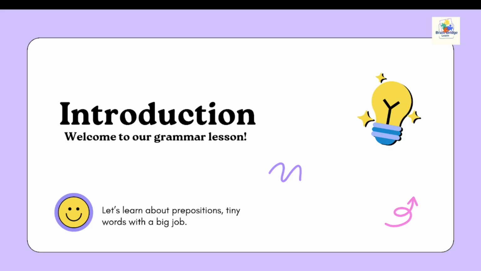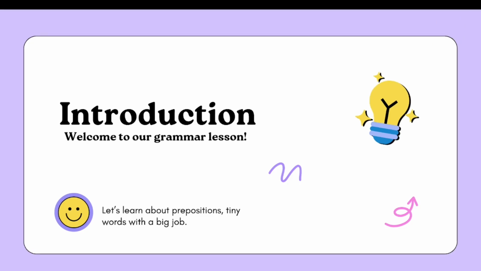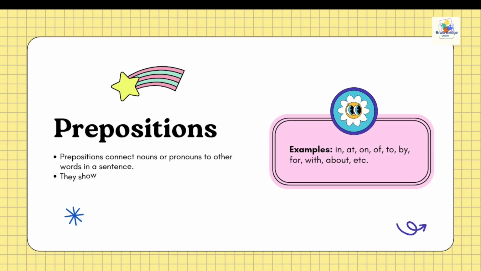So we have an introduction. Welcome to our grammar lesson. Let's learn about preposition. Tiny words with a big job. Prepositions connect nouns or pronouns to other words in a sentence. Prepositions are the words that connect a noun or a pronoun to other words of the sentence. They show the relationship between words. For example: in, at, on, of, to, by, for, about, etc.